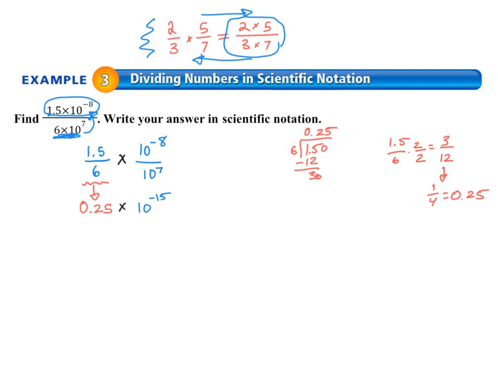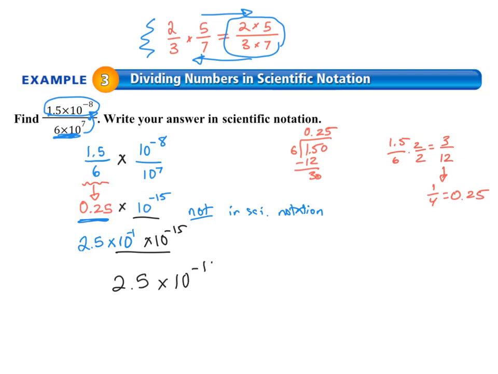So our answer, we're really close, but it's not yet in scientific notation. So we have to do a little more work. So we're going to take our factor and rewrite it in scientific notation. So that would be 2.5 times 10, and we think about, to go back to where it should be, we have to move left 1. So that's a negative 1. So it's 2.5 times 10 to the negative first times that 10 to the negative 15th. So our final answer, we combine these powers of 10 by adding their exponents: 2.5 times 10 to the negative 16th.